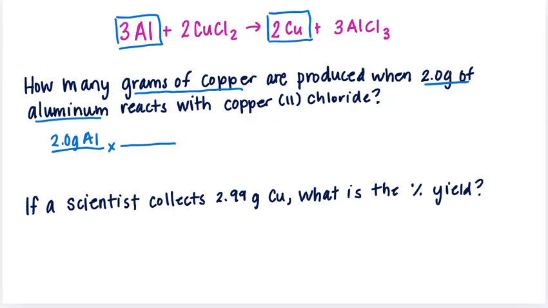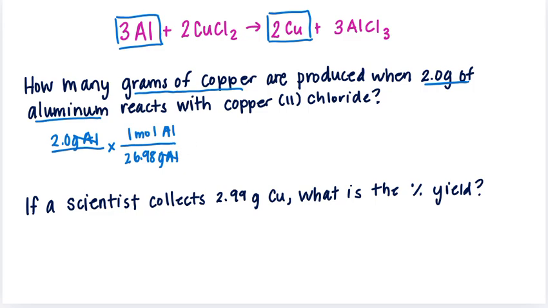From those 2 grams of aluminum, I want to figure out how many grams of copper I am going to produce. So I can't use the mole ratio until I'm in the unit of moles. Since I'm in grams, I'm going to go to the periodic table and find the molar mass of aluminum, which is 26.98. And I'm going to put the grams on the bottom so that my units cancel out.